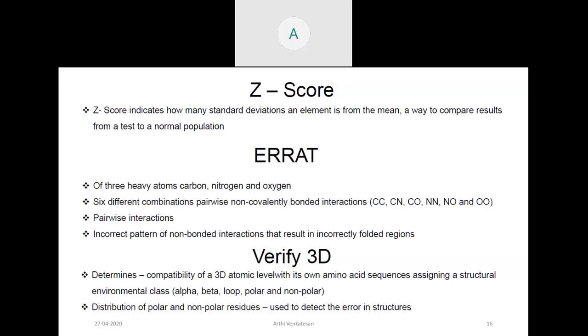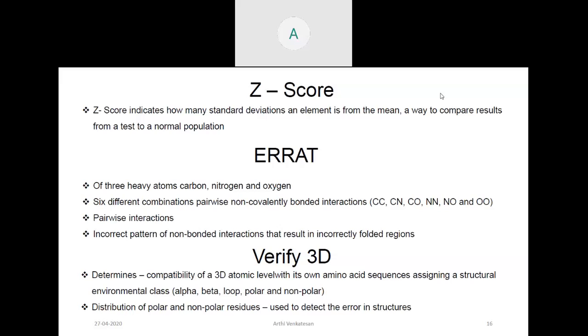Okay, so how atoms are available, how the heavy atoms are present in our protein structure. Then ERRAT will check for pairwise interactions, and it can find the incorrect pattern of non-bonded interactions. In case any of the combinations is not available, then you will find incorrectly folded regions.